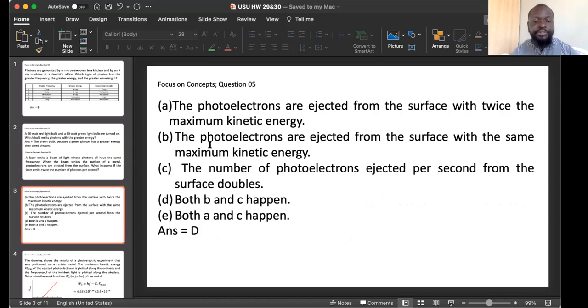Both B and C can happen in the sense that the photoelectrons are ejected from the surface with the same energy, it doesn't matter, but the number of photoelectrons ejected per second from the surface will double. That's the only thing that will change. So B and C are correct, but A and E are wrong. So D is the correct answer. Both B and C can happen.